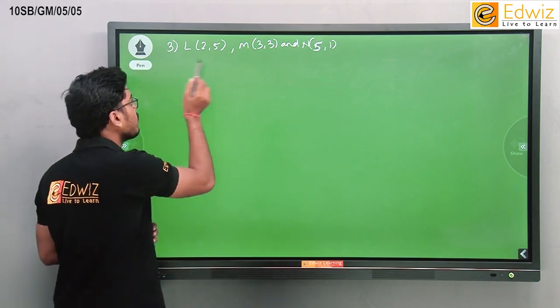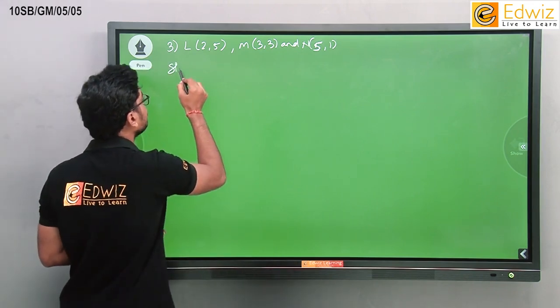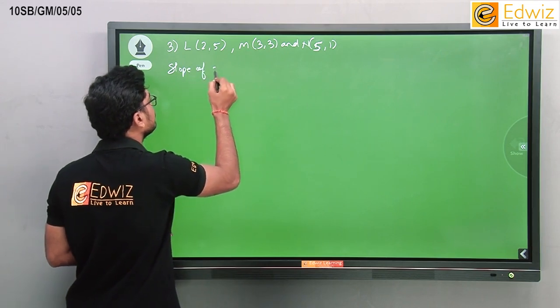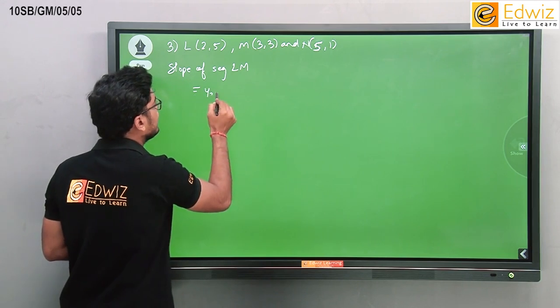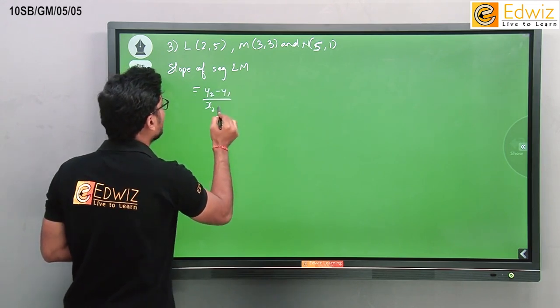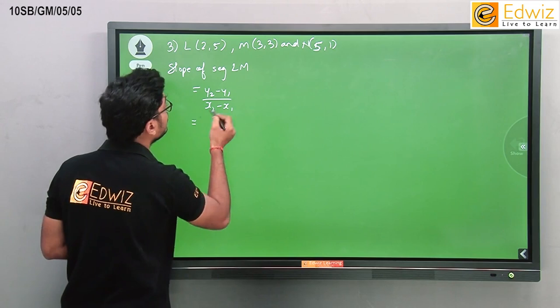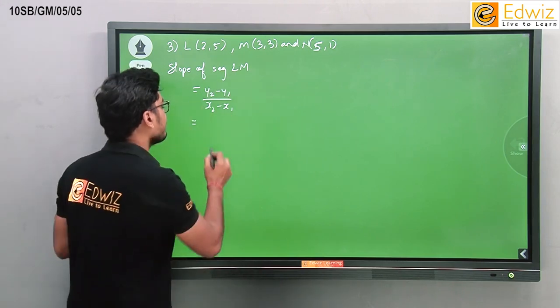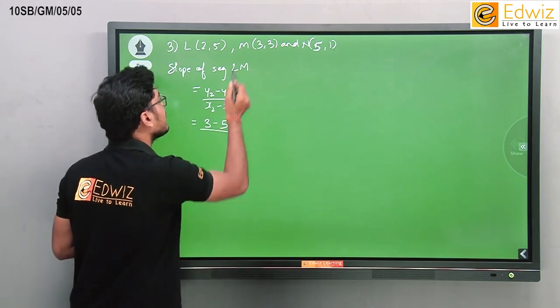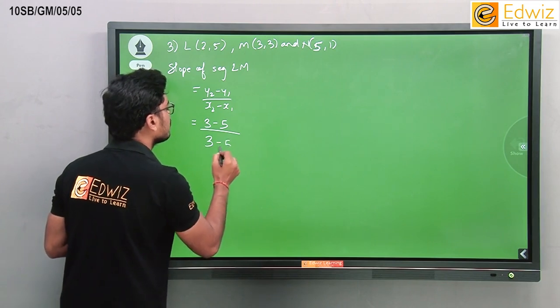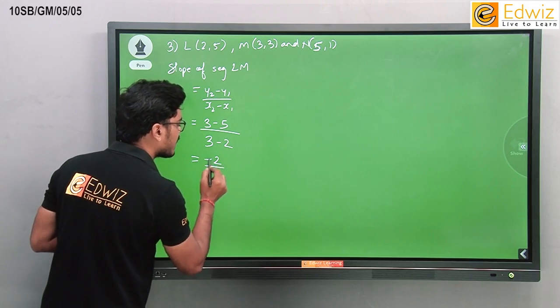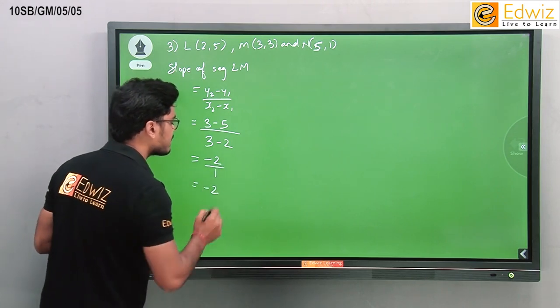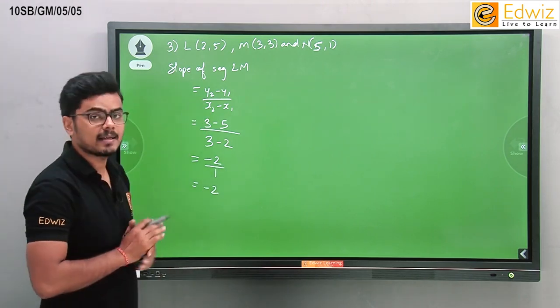Let us find out the slope of line segment LM. y2 minus y1 divided by x2 minus x1 equal to 3 minus 5 divided by 3 minus 2. So we will get minus 2 divided by 1. So the slope here is minus 2 for line segment LM.